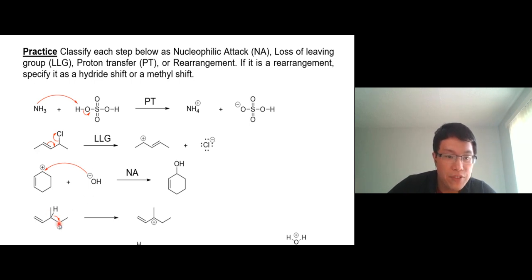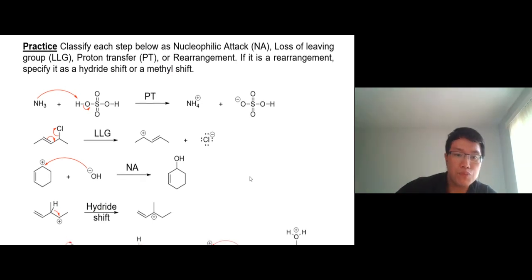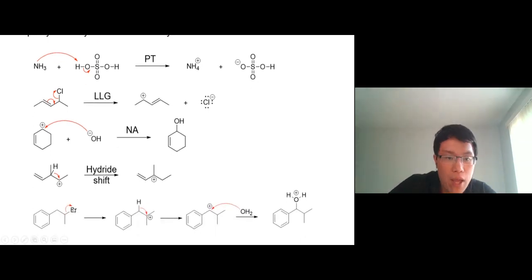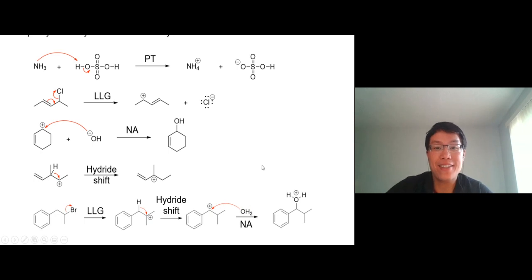And hydride shift right here, right? I forgot, so if it's a rearrangement, specify if it's a hydride shift or methyl shift. Okay, so this is hydride shift, rearrangement. And we got one more. Down here we got loss of leaving group, bromine leaves the molecule. And carbocation, so hydride shift. All right. Nucleophilic attack. And that's it. There we go. Nothing that difficult, huh?